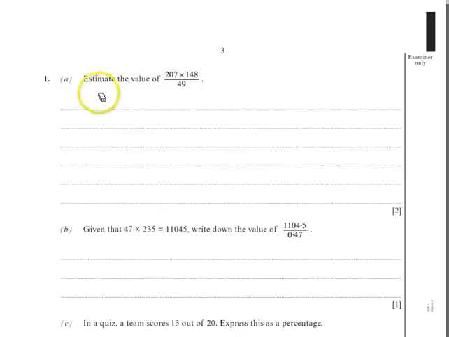Okay guys, let's have a little look at question 1 then. In this paper 1, question 1. Estimate the value of 207 times 148 divided by 49.